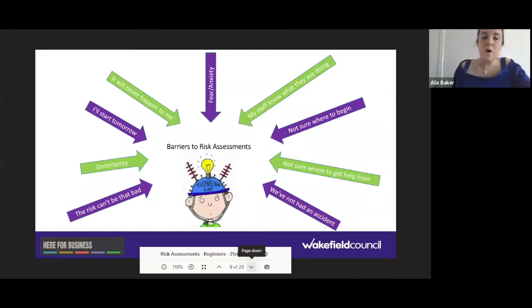So the common themes to barriers are: the risks can't be that bad; uncertainty, so uncertainty around what a risk assessment looks like; putting things off, so I'll start tomorrow; it will never happen to me, so that feeling of, well, things are fine now, so why would it be in the future; fear and anxiety, so the concern of, am I doing something right, is it wrong; my staff know what they are doing, so over trusting that staff are controlling their own risks; and things haven't changed, which can present further risk in the future.